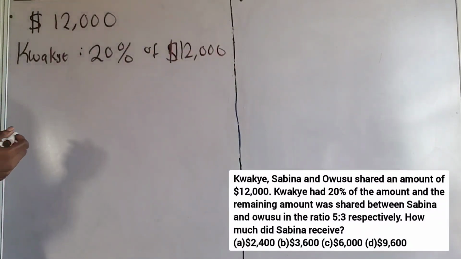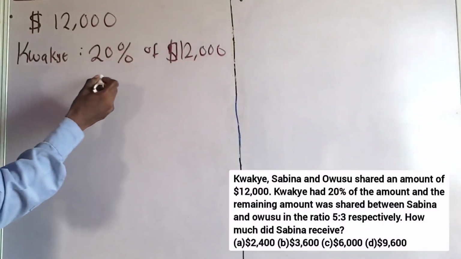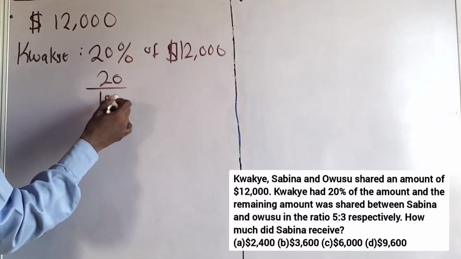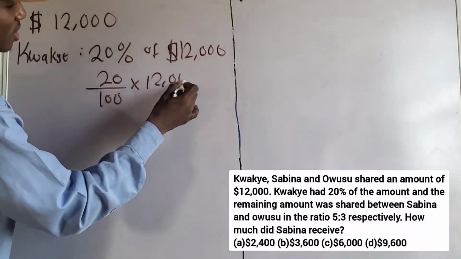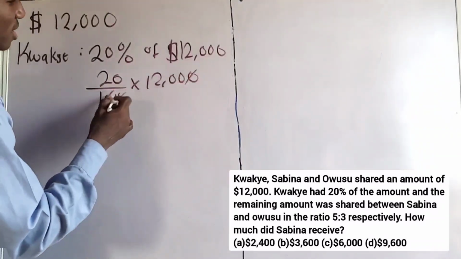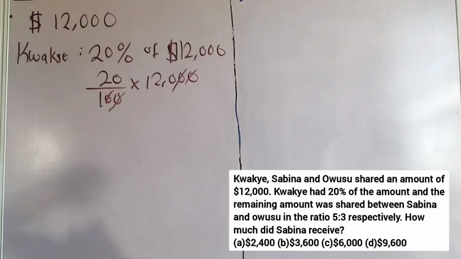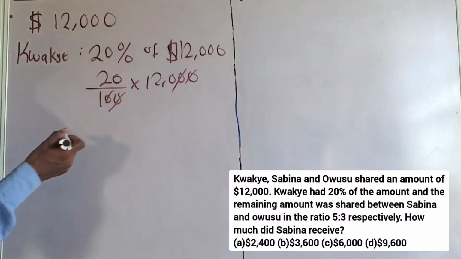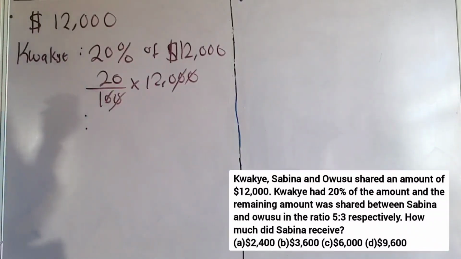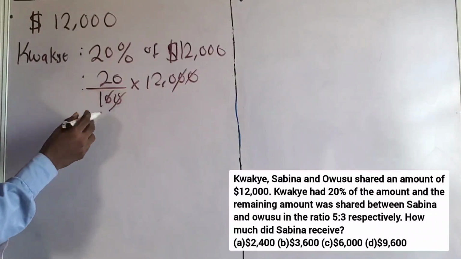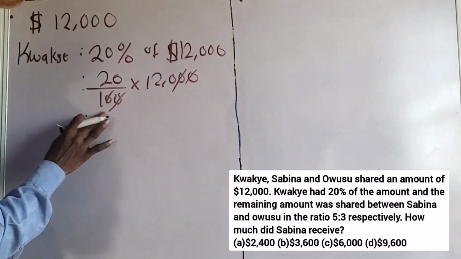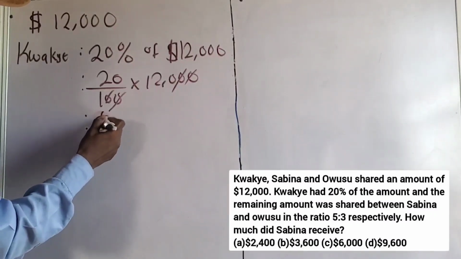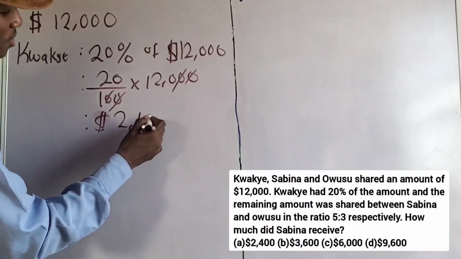So now let us proceed. 20% of $12,000 is what? 20 all over 100 multiplied by 12,000. Do you understand? So this will cancel this and this will cancel this. Now what I'm left with is what? 20 multiplied by 120. That will give us 2,400. So the amount that Kwake received is $2,400.